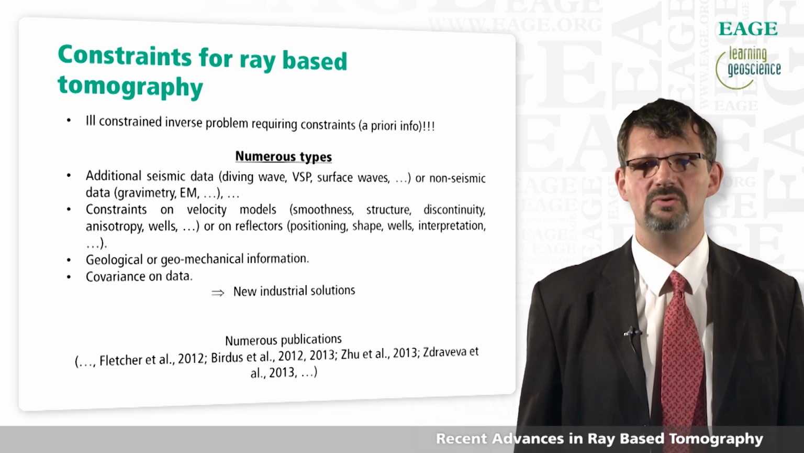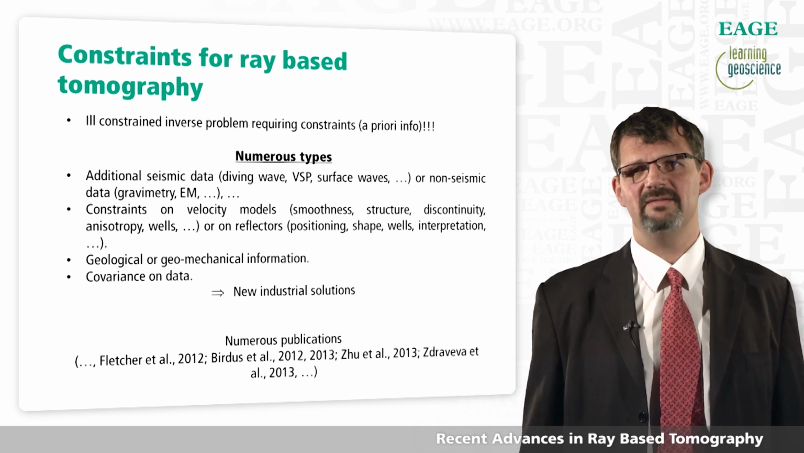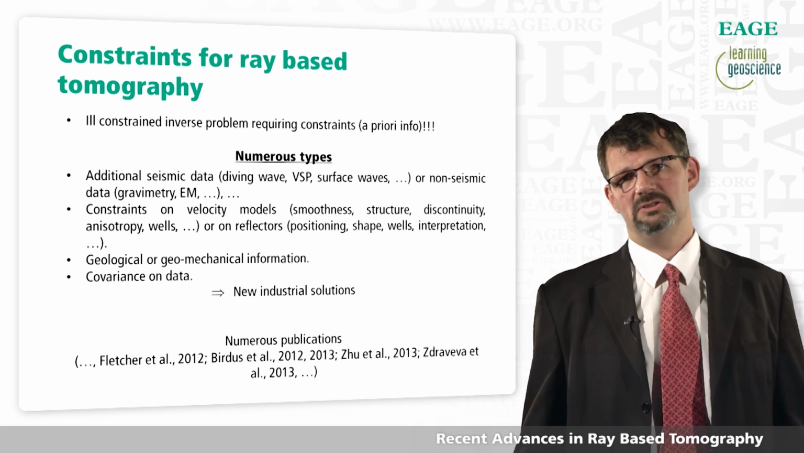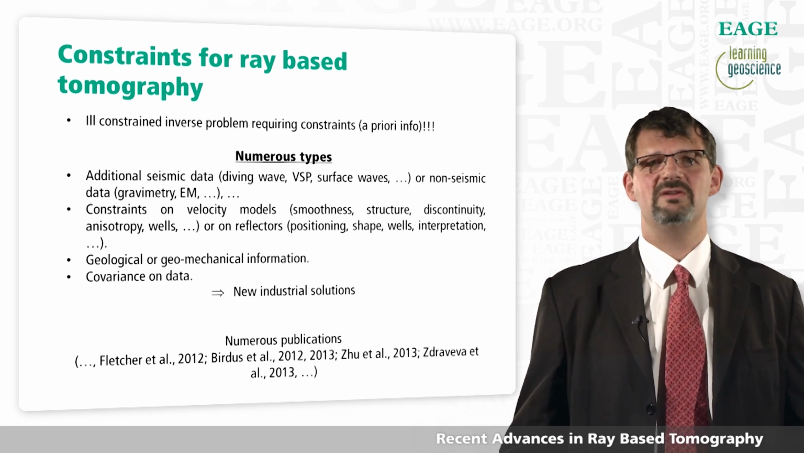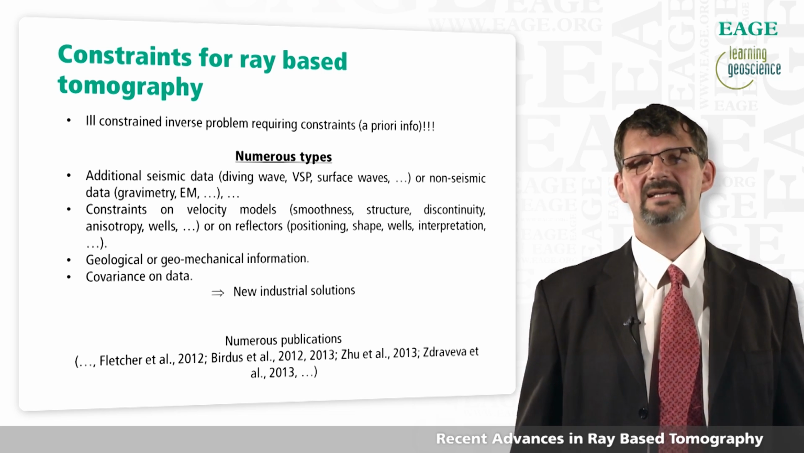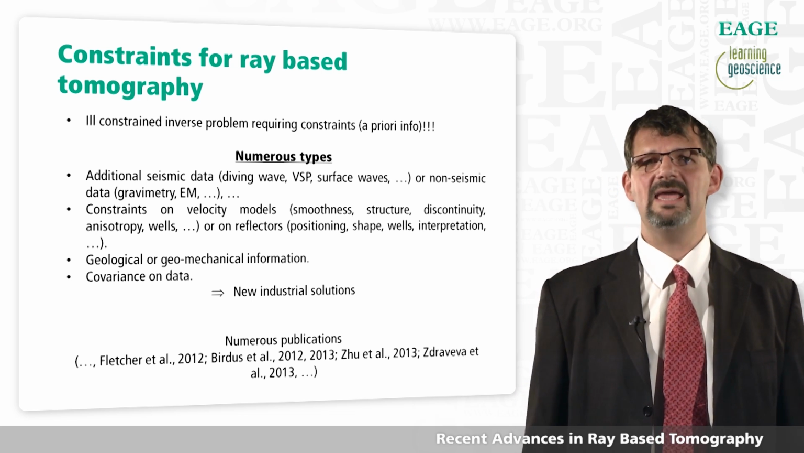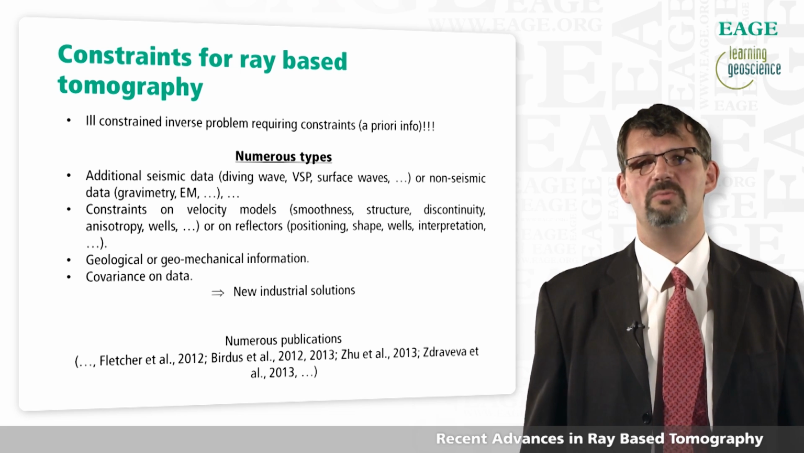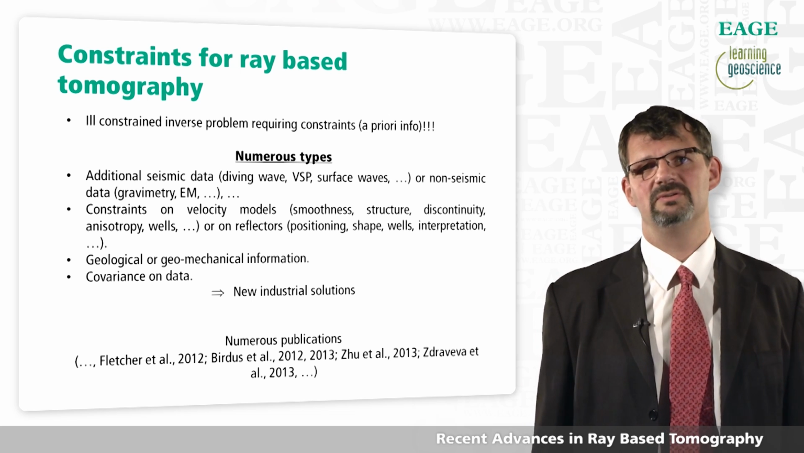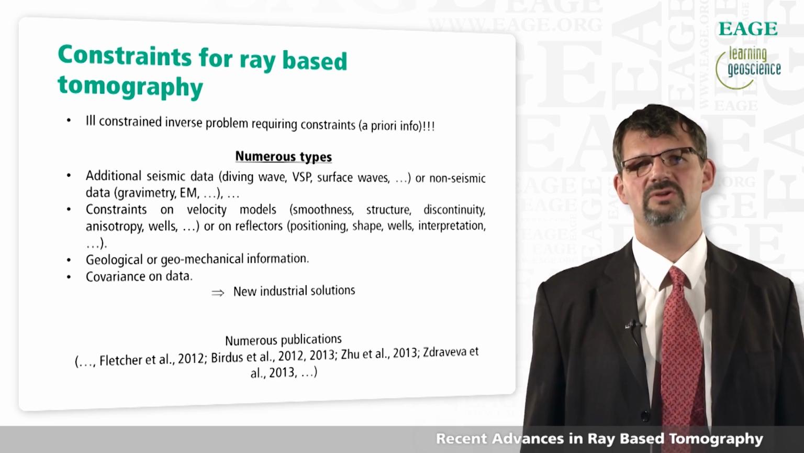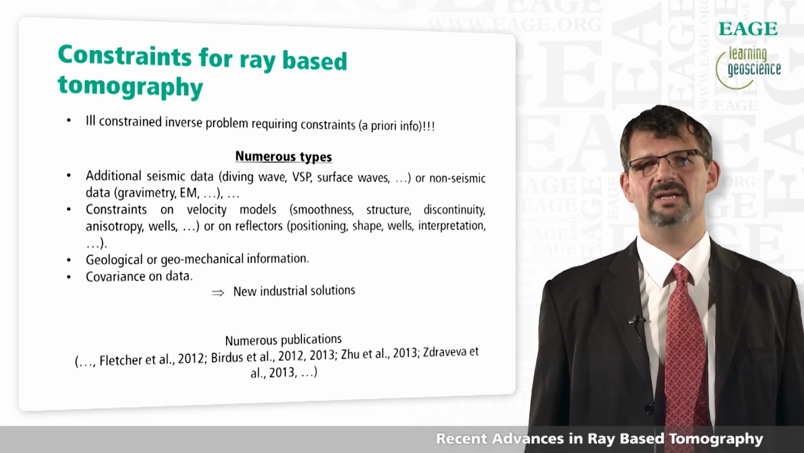But you can also introduce constraint on the reflector, the dip of the small locally coherent events you have picked. And there you can introduce some positioning, some shape, some fitting to the well, some interpretation. A last class of information on the velocity model is any information coming from geological or geomechanical consideration. Finally, you can also introduce a priori information on the data, typically through some covariance matrix on the data.